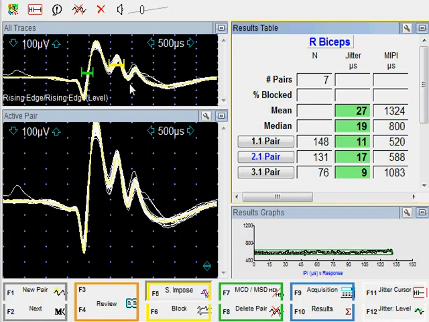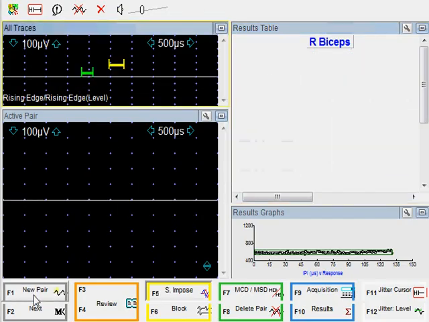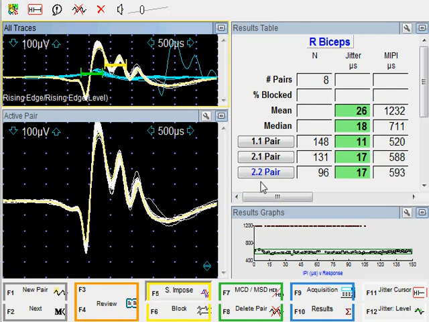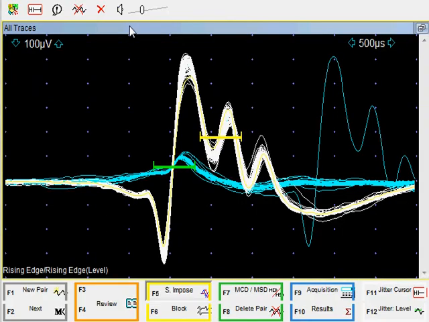We also have another potential in this recording over here. So how can we measure the jitter? Well, the first step is to declare that I have a new pair. So I will do so by clicking on the F1 function key. Notice in my result table, I have a new entry over here which says 2.2 pair. And now I can reposition the windows. Here are some signals which got re-triggered when I changed my trigger level. So I'm going to bring it up like this. And I'm going to position the second window over here.